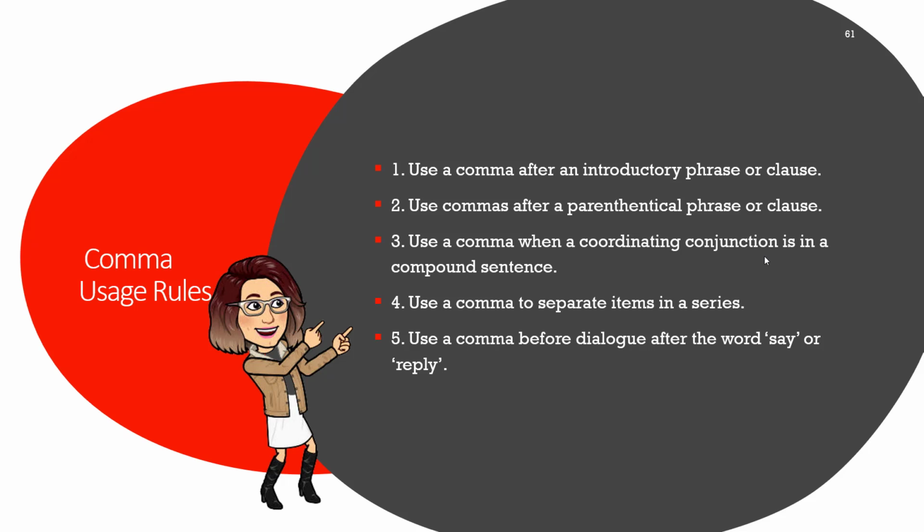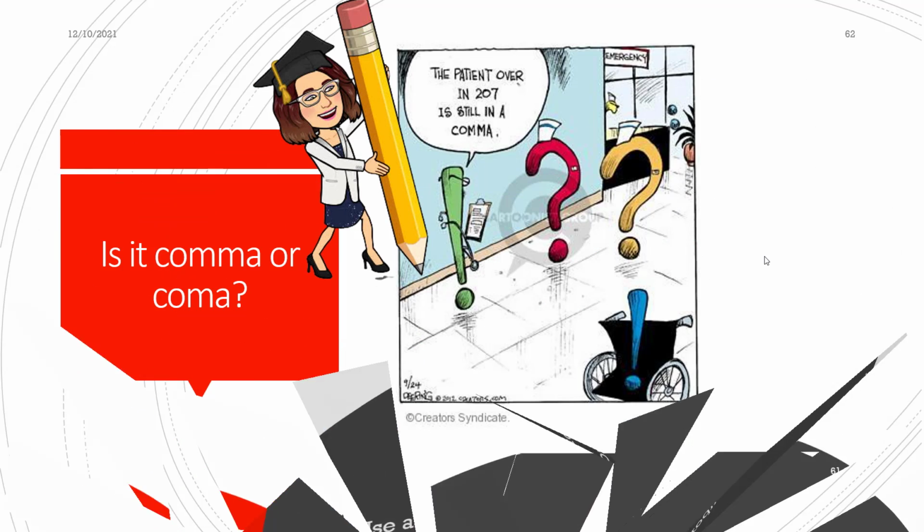Comma usage. Use a comma after an introductory phrase. Use commas after a parenthetical phrase. Use a comma when a coordinating conjunction is in a compound sentence. Use a comma to separate items in a series. And use a comma before dialogue after the word say or reply.